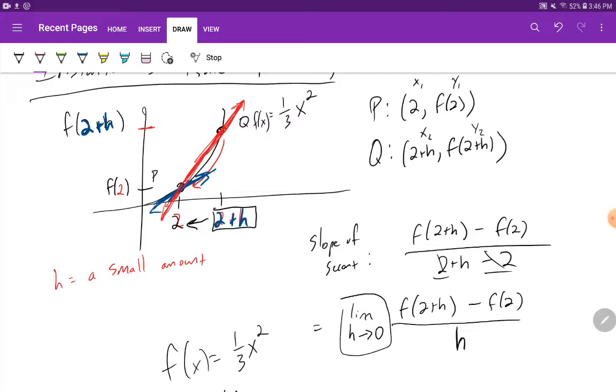The red line is called the secant line, the slope of the secant line, and the blue line is called the tangent line. So the red is the secant line, and the blue is the tangent line. Just as a quick reminder, a secant line goes through 2 points, and a tangent line goes through 1 point.